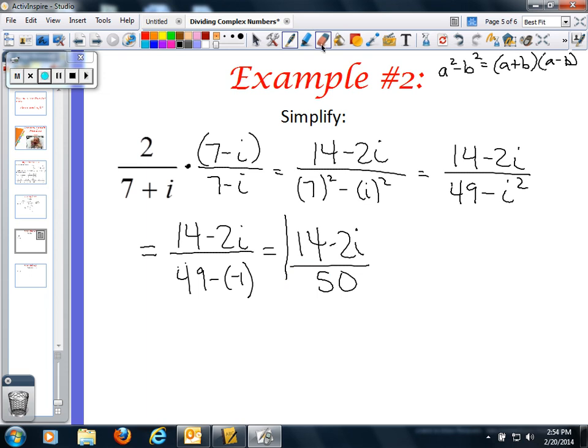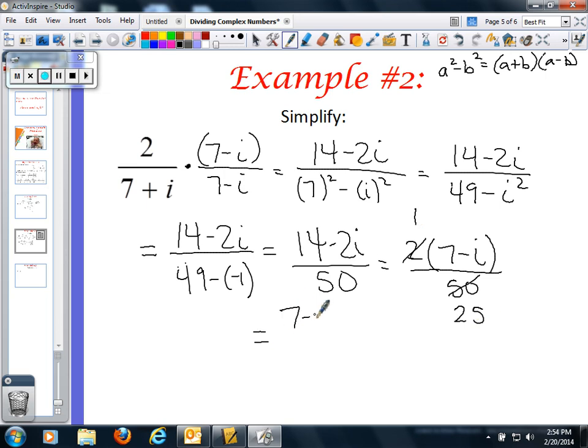The last thing you need to do here, actually, because this is not simplified, I can still simplify. So I'm going to factor out a 2, which gives me 7 minus i over 50. 50 and 2 will cancel. The 2 becomes a 1. The 50 becomes a 25. And this gives me an answer of 7 minus i over 25. Okay? So just like regular fractions, you always have to make sure that you can't simplify anymore before you stop.